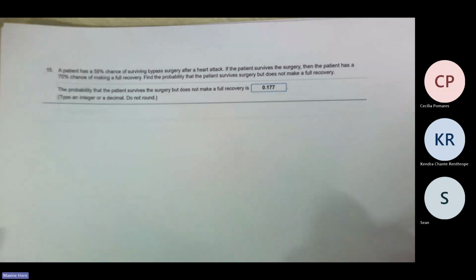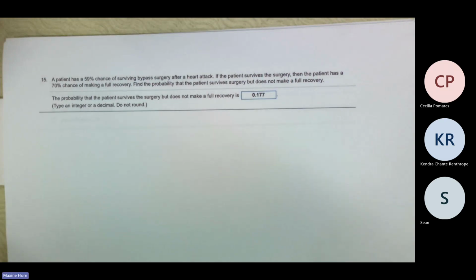Okay, number 15. Patient has a 59% chance of surviving bypass surgery after a heart attack. If the patient survives the surgery, then the patient has a 70% chance of making a full recovery. Find the probability that the patient survives surgery but does not make a recovery.